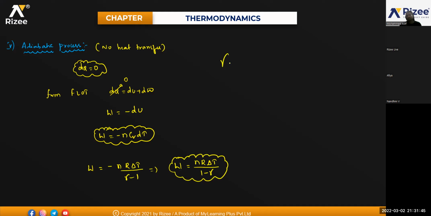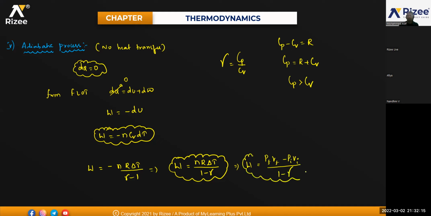Gamma is known as what, beta? Ratio of specific heats, that is Cp divided by Cv. And we also know this relation, Cp minus Cv is equal to R. So Cp will be equal to R plus Cv. So obviously Cp is always greater than Cv. Or else work done can also be written in terms of pressure and volume. So W is equal to P final V final minus P initial V initial divided by 1 minus gamma. So this is your W.